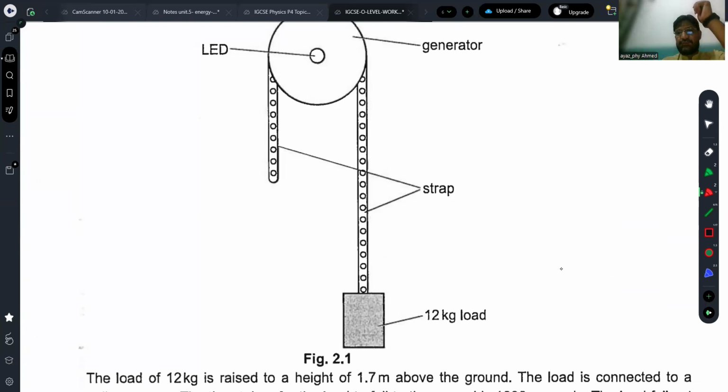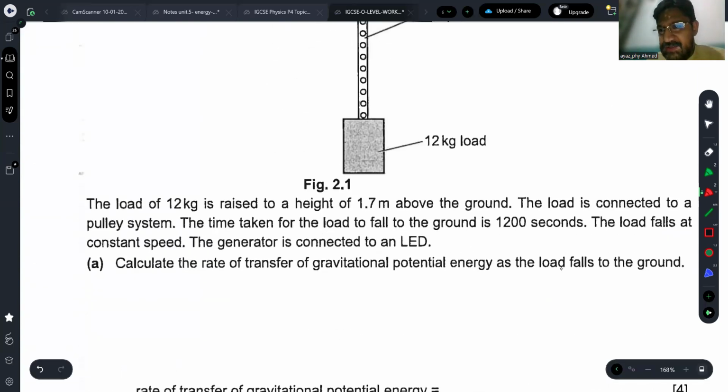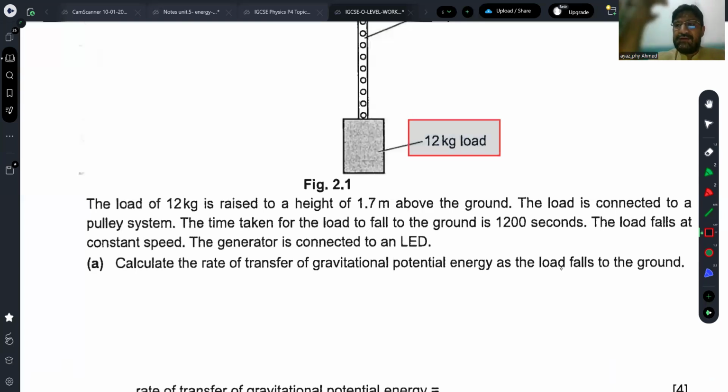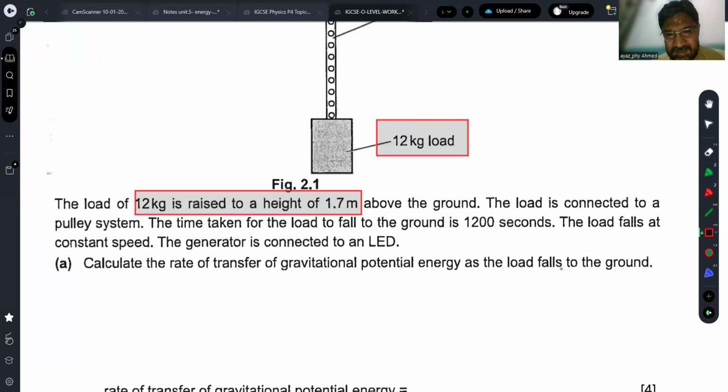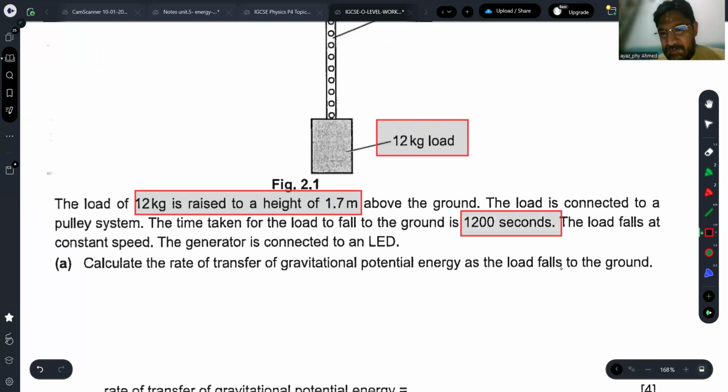So when the load will be released, what will happen? That pulley will rotate, or the generator will rotate, and that will produce the electricity. So with the help of this weight, you are going to produce electricity. So weight possesses gravitational potential energy. So when that is released, gravitational potential energy will be lost, and the loss in gravitational potential energy is converted into kinetic energy. So the load of 12 kg is raised to a height of 1.7 meters above the ground. The load is connected to a pulley system. The time taken for the load to fall to the ground is 1200 seconds.